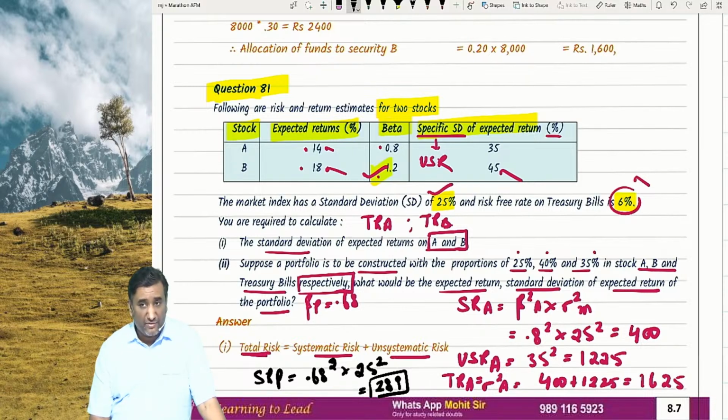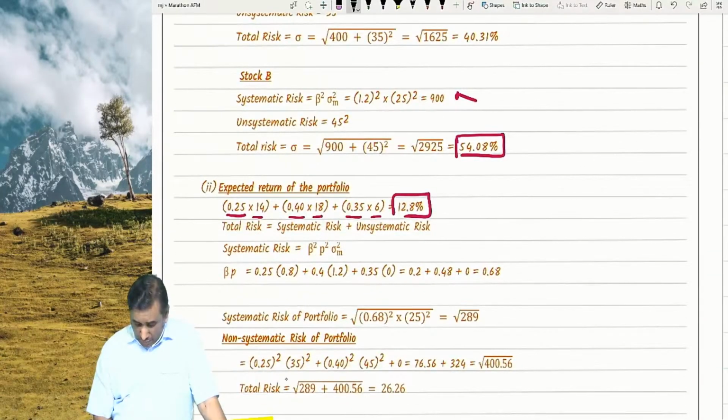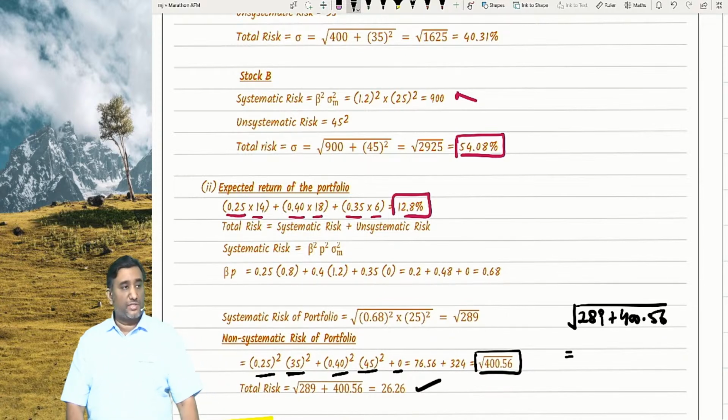If you recall, in the previous class we were doing question 66, I think. 35 to the power 2 into 0.25 to the power 2, and 45 to the power 2 into 0.4 to the power 2. So you will calculate this: weight square into unsystematic risk square, weight square into unsystematic risk square. The third would be 0. So you will get this as the unsystematic risk. 289 plus 400.56. That's the total in square form, and I think you will get 26.26.